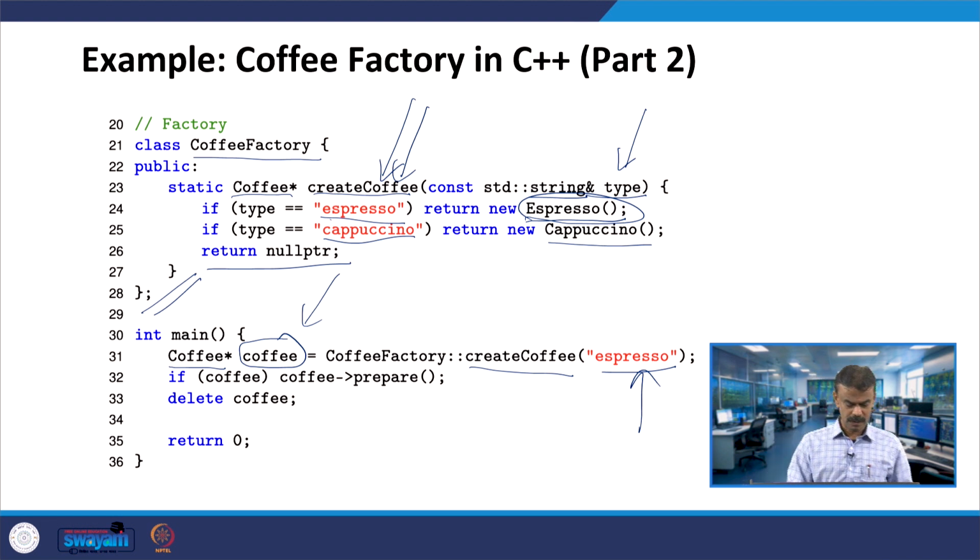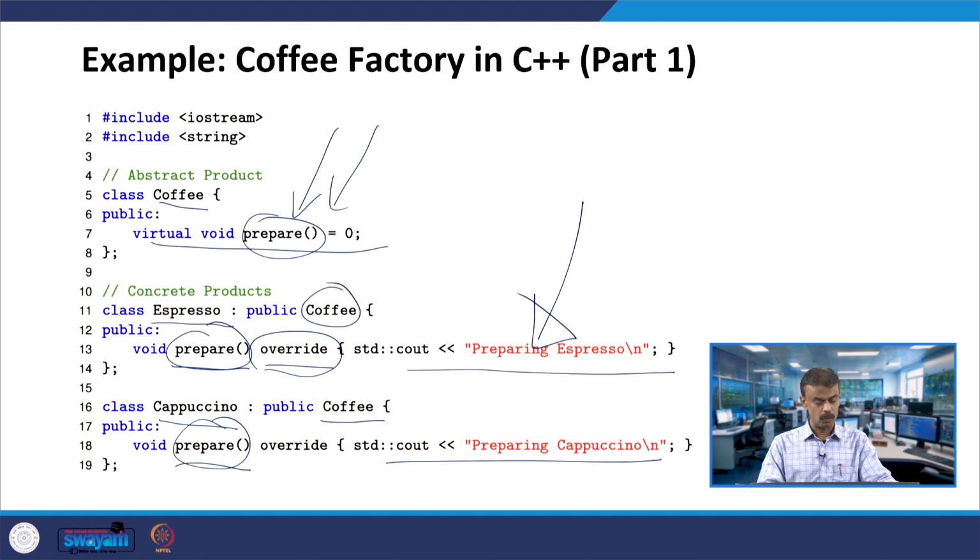So, coffee is not pointing to the null pointer because it is returning new espresso. Coffee is not equal to null pointer. Therefore, the pointer object coffee is invoking prepare using the arrow operator. So, the member function prepare will be called, because in the abstract class coffee you have prepare, which is a virtual function. Therefore, preparing espresso will be printed.